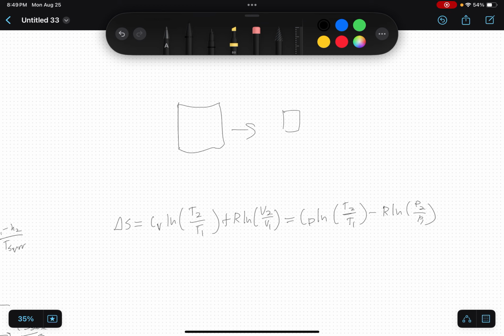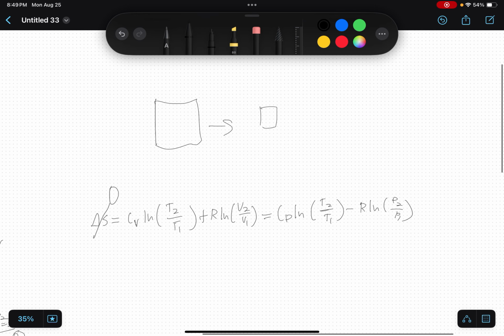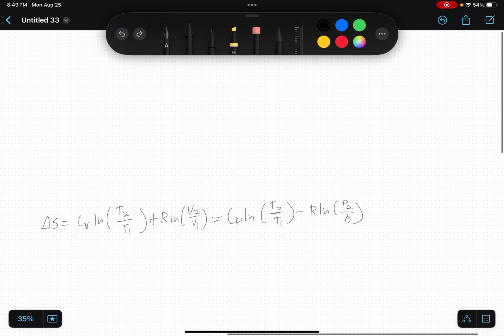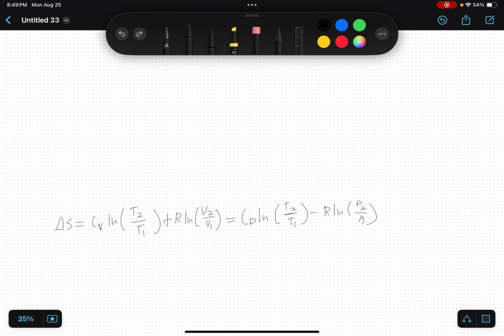Cool. So what this is saying is if you have a box and you compress its volume down to a smaller size, assuming you do it perfectly, so assuming this is 0, you can use this equation to find the final temperature. Let's say you know V1, V2, and you know T1. You could use this equation to find the isentropic final temperature.